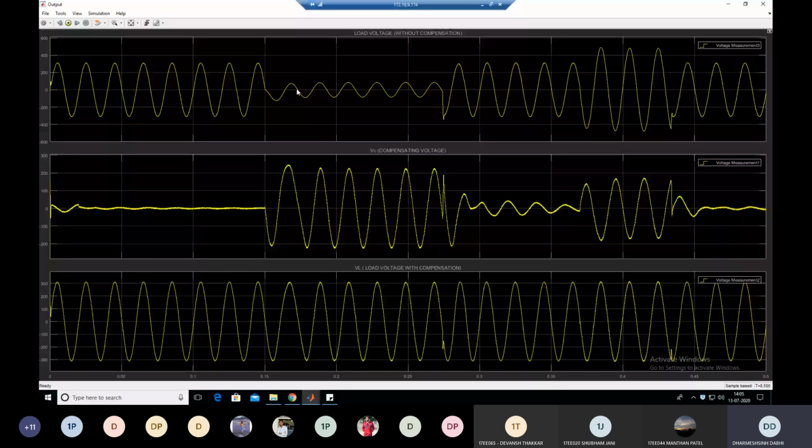You can see that here in the third waveform, it is the rated value. I hope it is clear to all of you. Yes, sir. Clear. All of you clear? Any doubt?